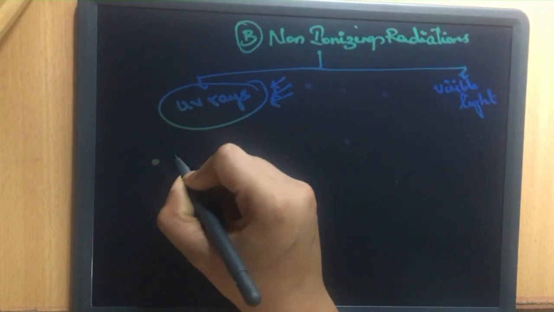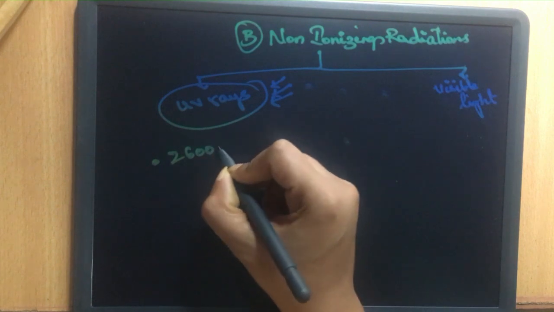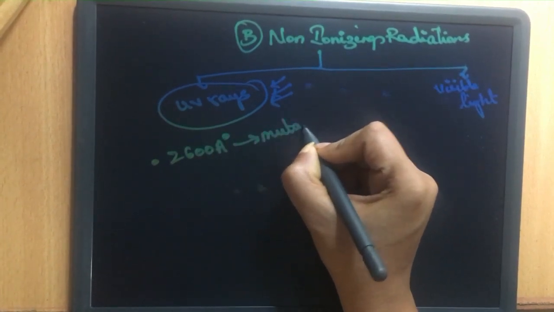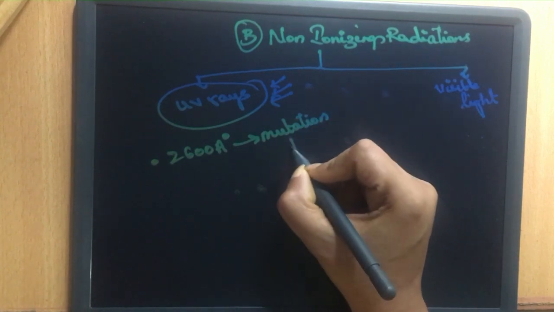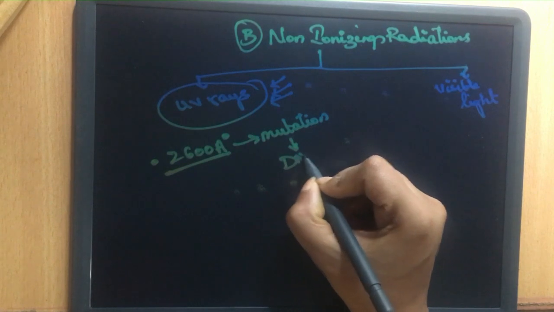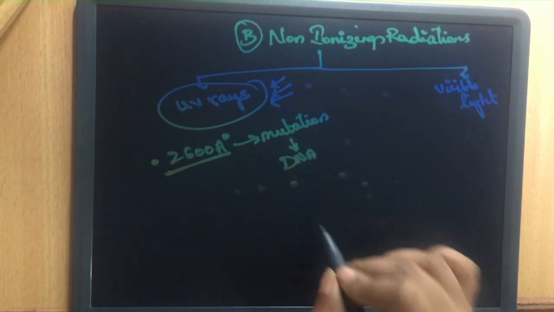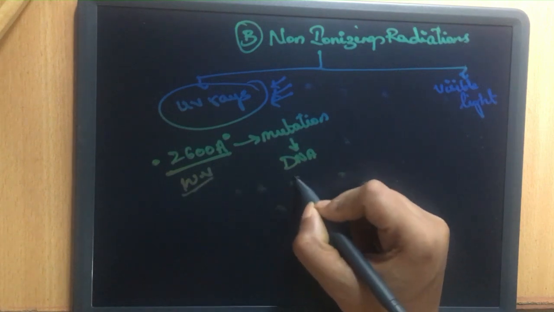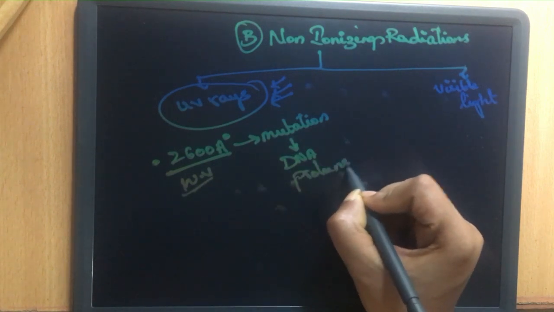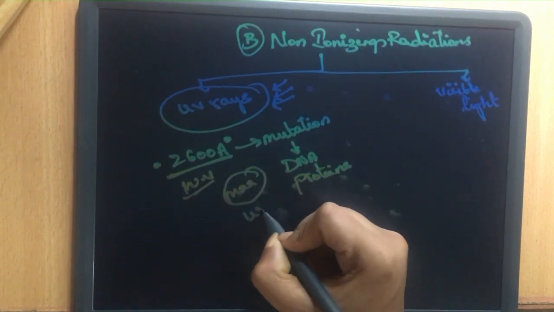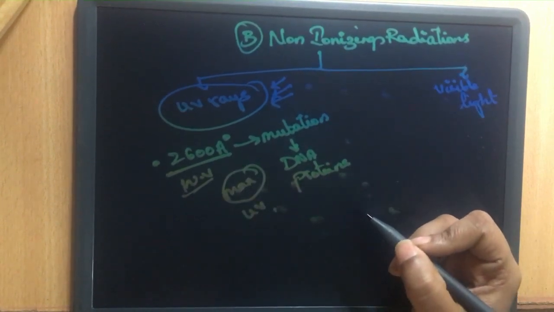The most effective wavelength at which a UV ray can induce mutation in the DNA is 2600 Angstrom. It is at this wavelength that the DNA or the proteins maximally absorb the UV light or UV rays. Okay.